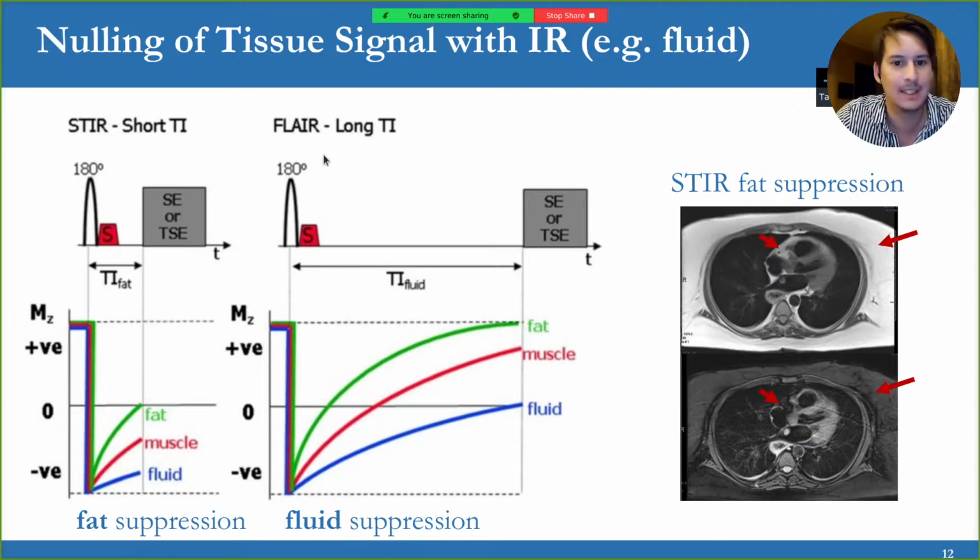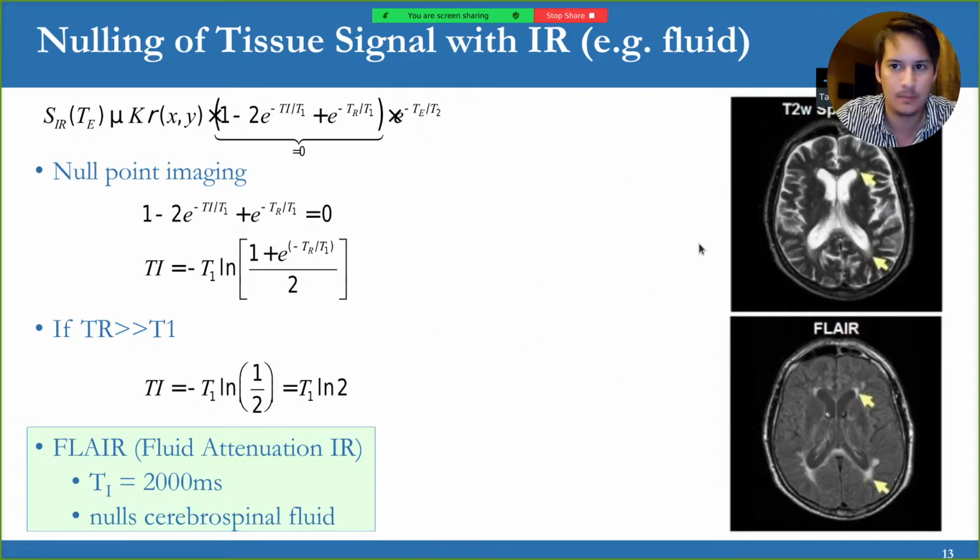FLAIR is the fluid attenuation, but the sequence here is the inversion recovery sequence, which is basically used to remove unwanted signals based on the T1. If you want to remove a specific tissue with a specific T1, you need to apply this formula: the inversion time is T1 times the logarithm of 2. So this is the most important part of this slide.